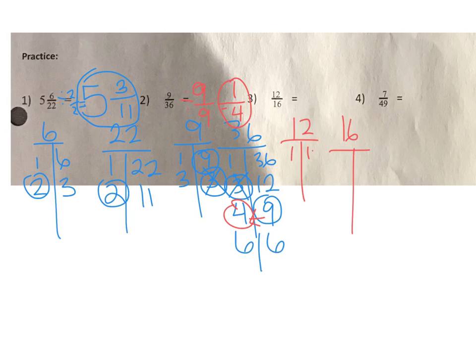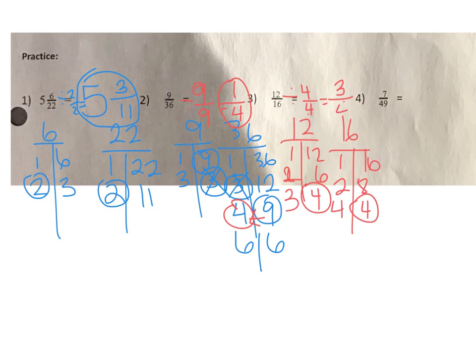So 12 is 1 and 12, 2 and 6, 3 and 4. 16 is 1 and 16, 2 and 8, 4 and 4. So our GCF is 4. So we're going to divide by 4 over 4. 12 divided by 4 is 3. 16 divided by 4 is 4. So the simplified version is 3/4.